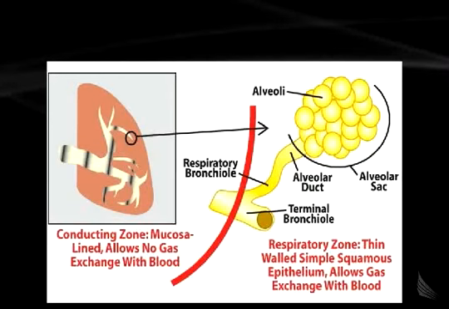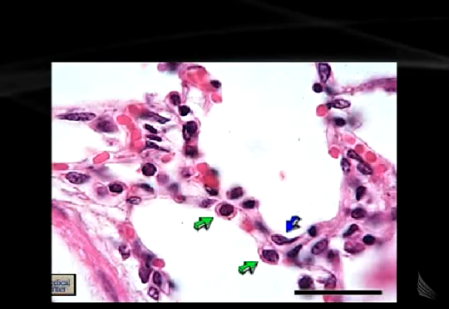This next cartoon demonstrates the difference between the conducting zones and respiratory zones. Realize that the conducting zones has mucous lining and allows no gas exchange with the blood. The respiratory zone has thin-walled, simple squamous epithelium, which allows for gas exchange. This slide demonstrates a histological section of the alveolar sac. Notice phagocytes, RBCs, as well as the pneumocytes.